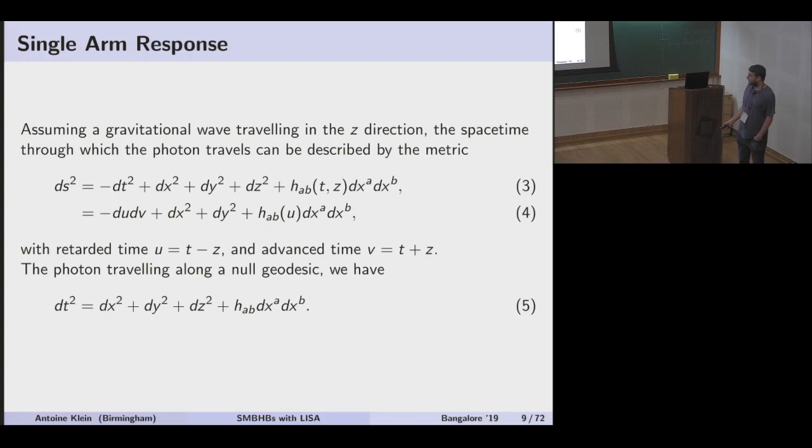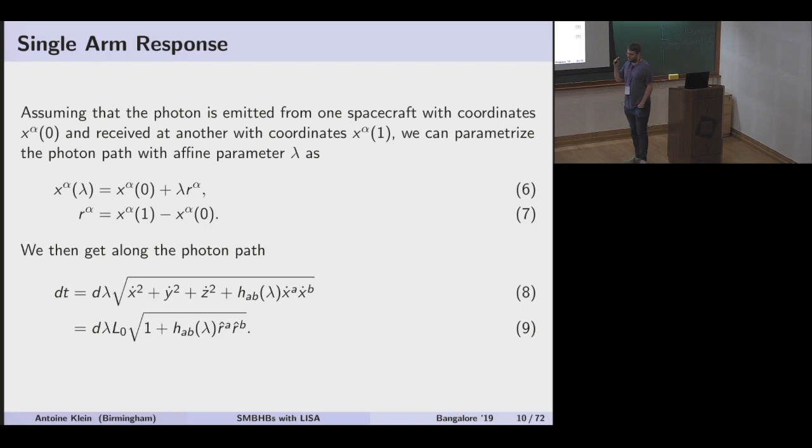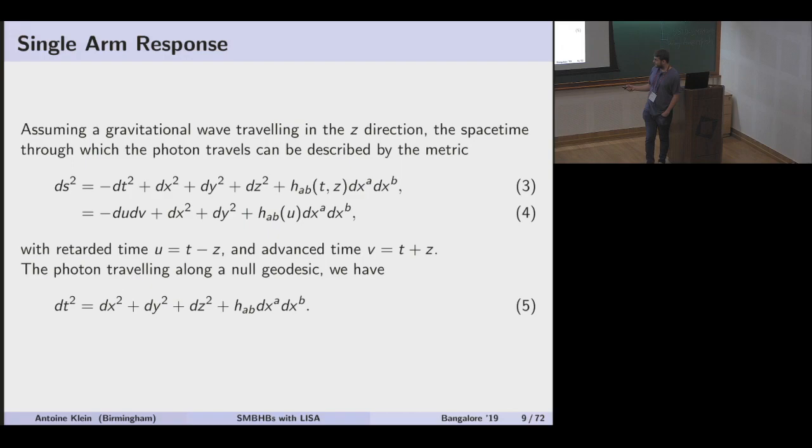Okay, so we can try to parameterize our path. If we assume that it's emitted at some space-time coordinate x alpha of zero, and received at another x alpha of one, you can parameterize the path, neglecting the effect of the gravitational wave, just linearly, with x alpha of lambda being given by this, with the difference being the arm length vector like this. Then, along the photon path, you can use this relation here to express dt as a function of d lambda.